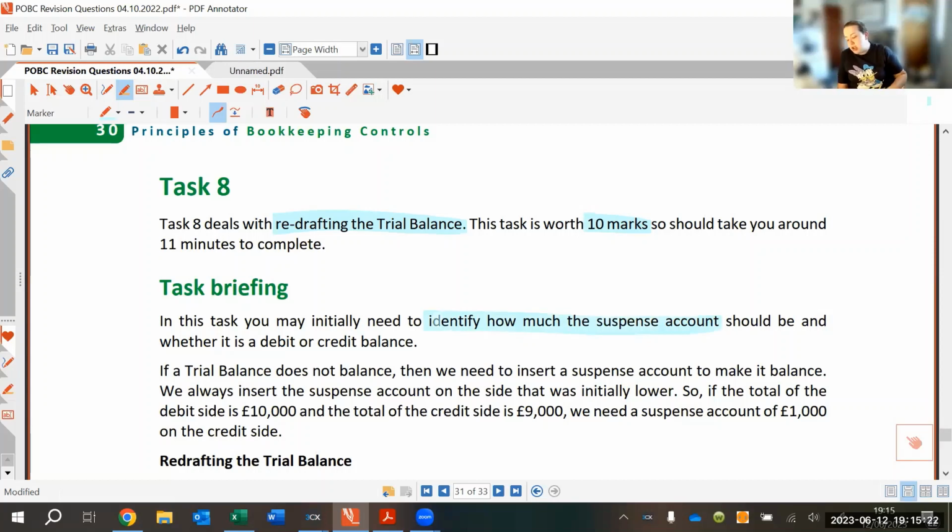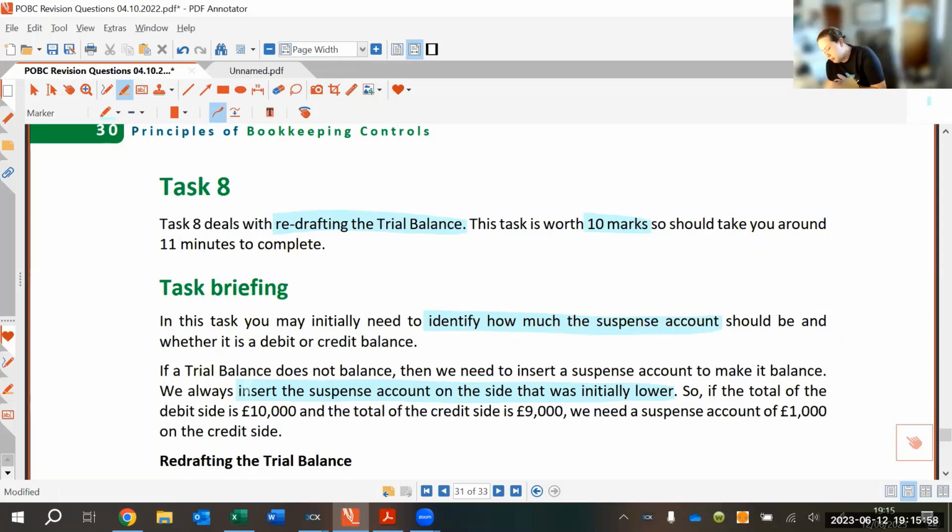So always make sure that you are entering the balance of the suspense account on the side that was initially lower. So if your debit side comes to 10,000 and your credit side comes to 5,000, the credit side is lower. So we would put a suspense account in with a £5,000 credit balance, and then the debit column and the credit column both come to 10,000. And then you can do all your finding the errors like we've done in other tasks in the program.